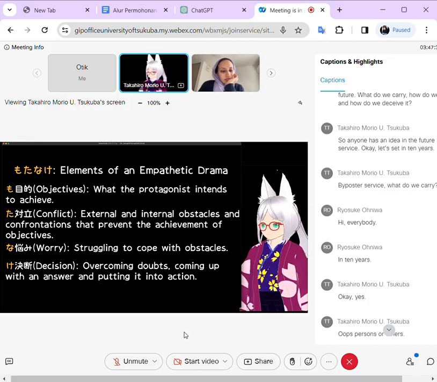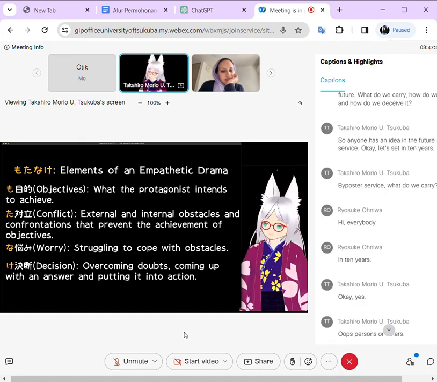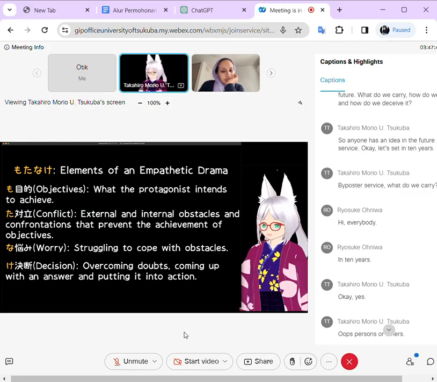As for the objective, the 目的 phase, the story explains what the protagonist intends to achieve. At the phase of 対立, conflict, external and internal obstacles and confrontations will prevent the achievement of the objective. So in many cases, the protagonist fails or is defeated.